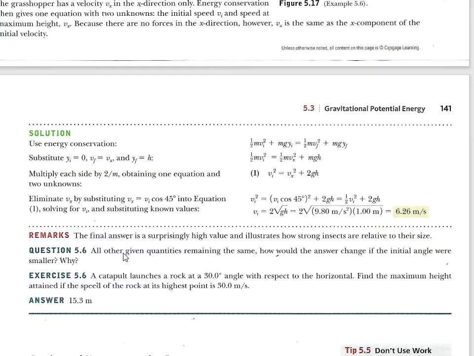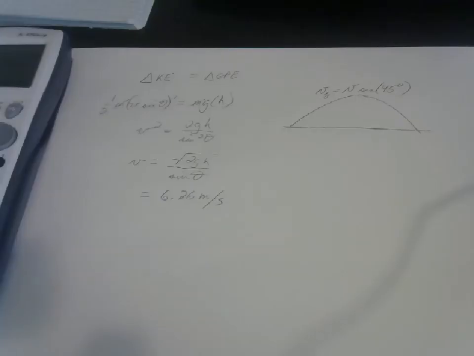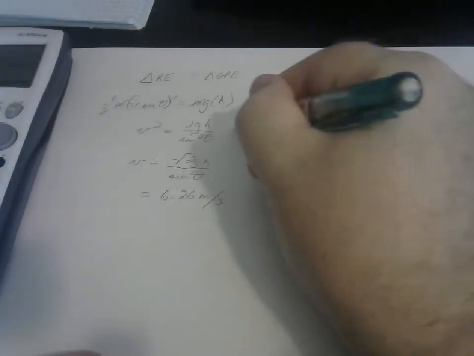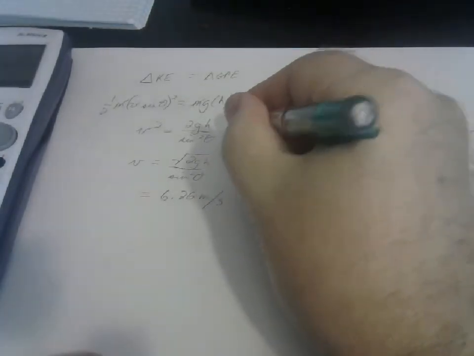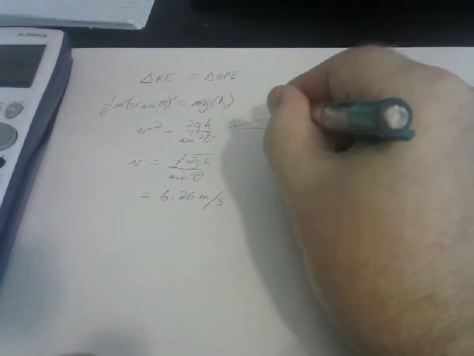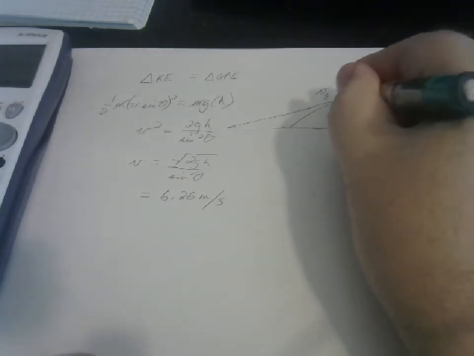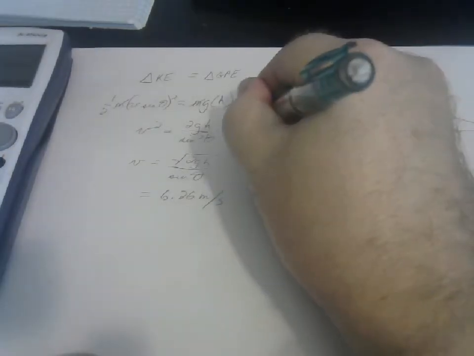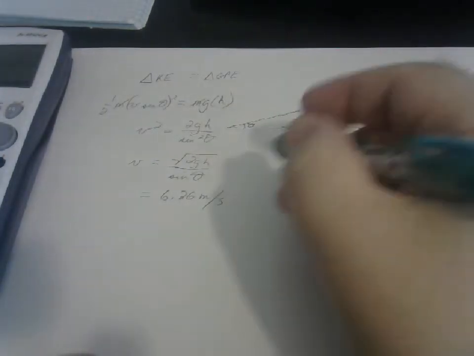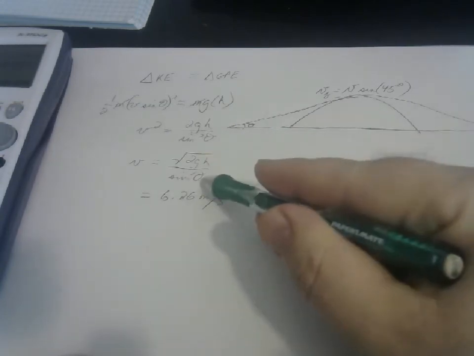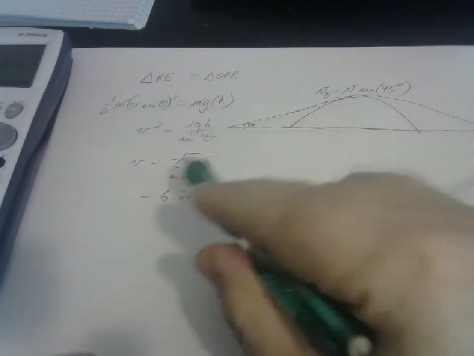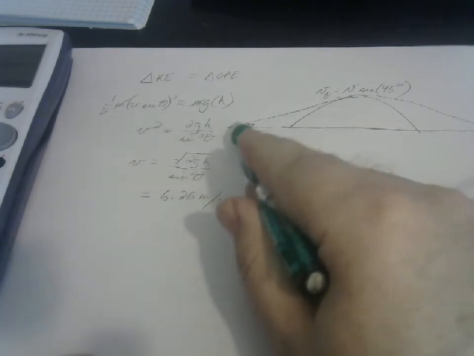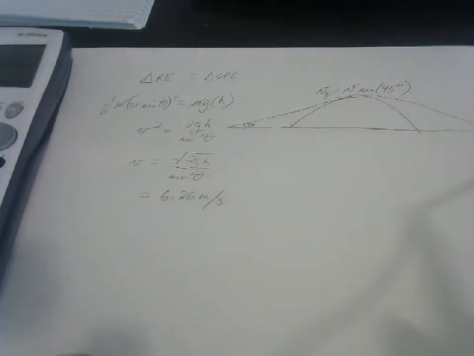Question 5.6. For all other given quantities remaining the same, how would the answer change if the initial angle were smaller? So visualizing that, we would have to picture the grasshopper jumping from here at a smaller angle and coming up to the same height and going back down again. New theta. We are dividing by a smaller number, so that means the initial velocity must have been larger to get up to the same height with a smaller angle.